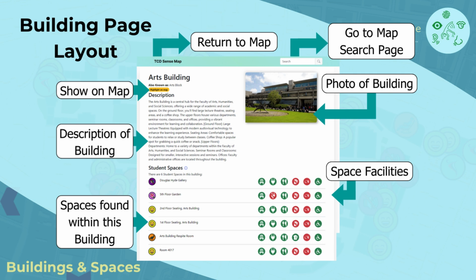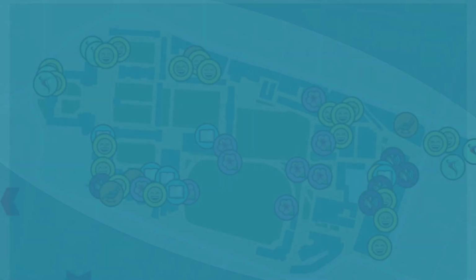There will be a detailed general description of the building which aims to provide as much information on key teaching spaces or facilities located within. Under this, there may be a list of student spaces found within the building. Each of these has their own detailed page. There is a quick reference for some facilities of these spaces.